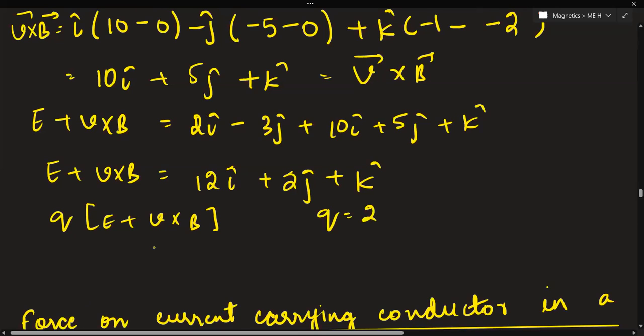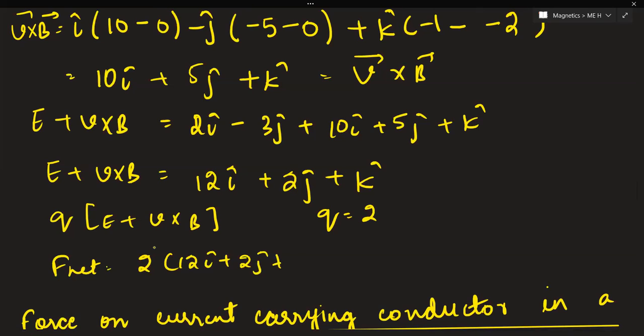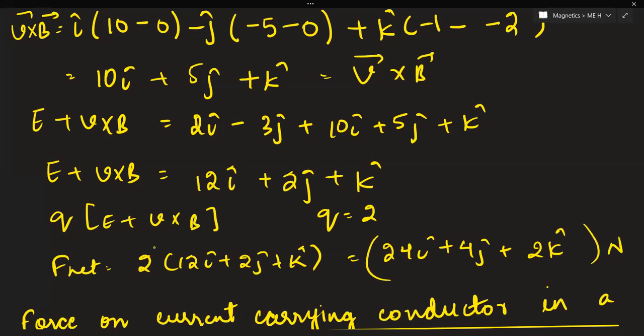So your net force will be what? 2 into 12 I cap plus 2 J cap plus K cap. So your answer becomes 24 I cap plus 4 J cap plus 2 K cap. This much amount of Newton. Like this you have to solve. This is the most difficult question that can be possible. Hopefully in your exams, if direct values are given, your answer becomes easier.